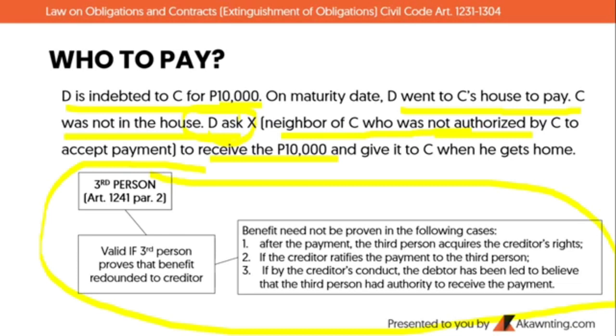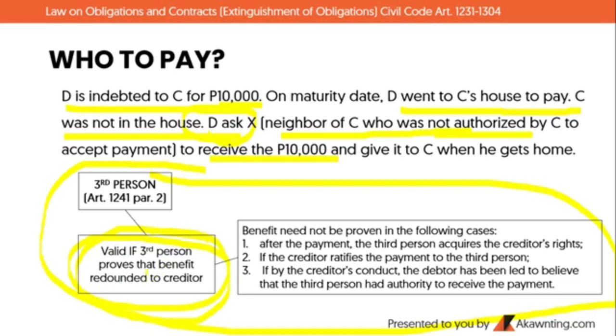The answer is no. Okay, the answer is no. So, kapag nawala yun ni X, tandaan, invalid yung payment na ginawa niya. Kapag nawala ni X yung pera, hindi napunta kay C, may utang pa rin si D kay C. Okay? So, hindi pa ma-extinguish. Pero, if si C, let's say, nakauwi na ng bahay, at mabait naman yung kapitbahay, binigay ni X yung na-receive na payment na 10,000 kay C, at that moment na nag-redound yung benefit kay creditor, nagkaroon na ng valid payment.